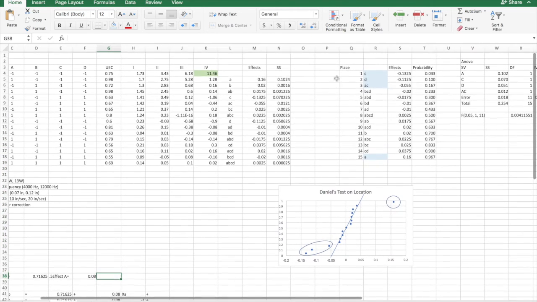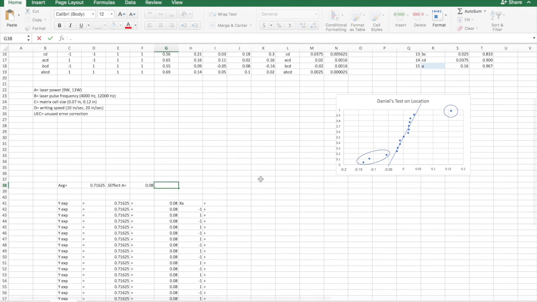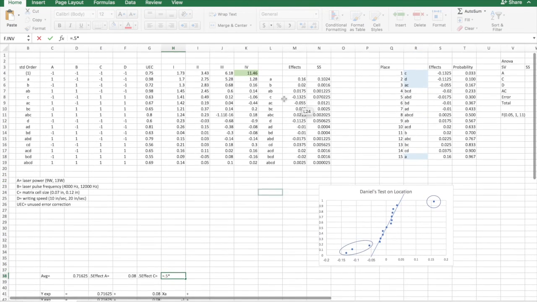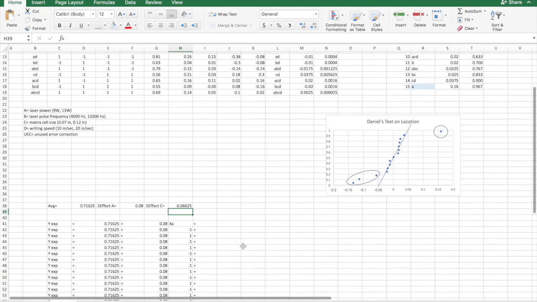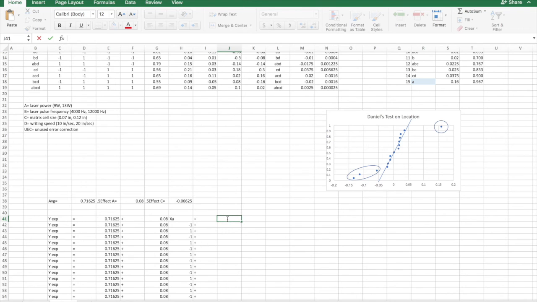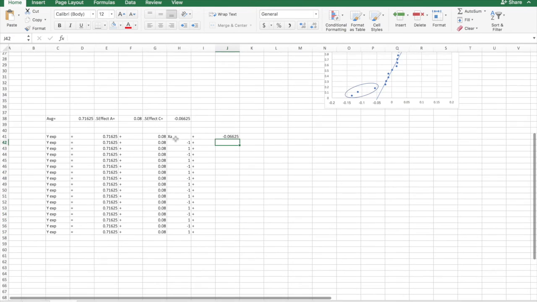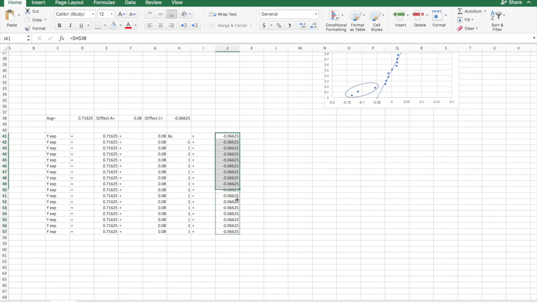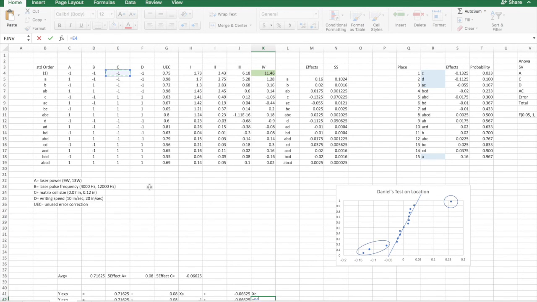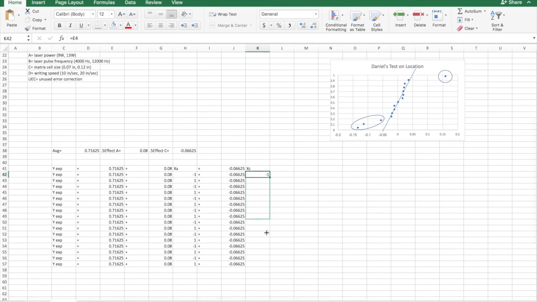The next significant factor is C, factor C, 0.5 effect of C. So it's going to be 0.5 times effect of C. We go to the effect, we write it, we select it, and here it's going to be the signs of the C factor, which are this one. And we just drag and drop, plus sign.